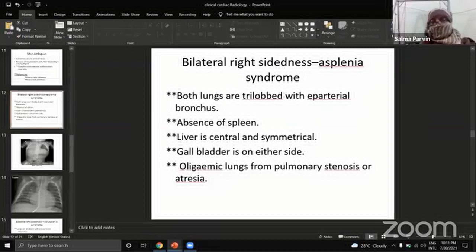Here, both lungs are trilobed with eparterial bronchus. In bilateral right-sidedness, there would be absence of spleen. The liver is central and symmetrical. The gallbladder can be on either side, and the lungs would be oligemic because of pulmonary stenosis or atresia.